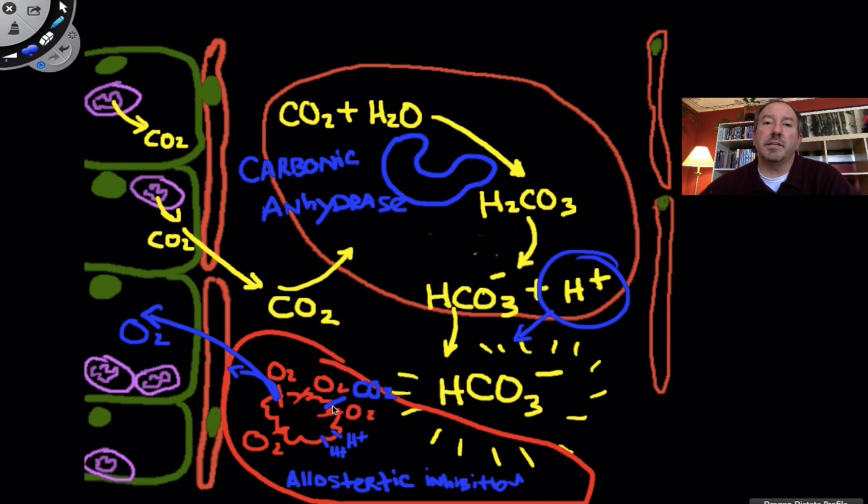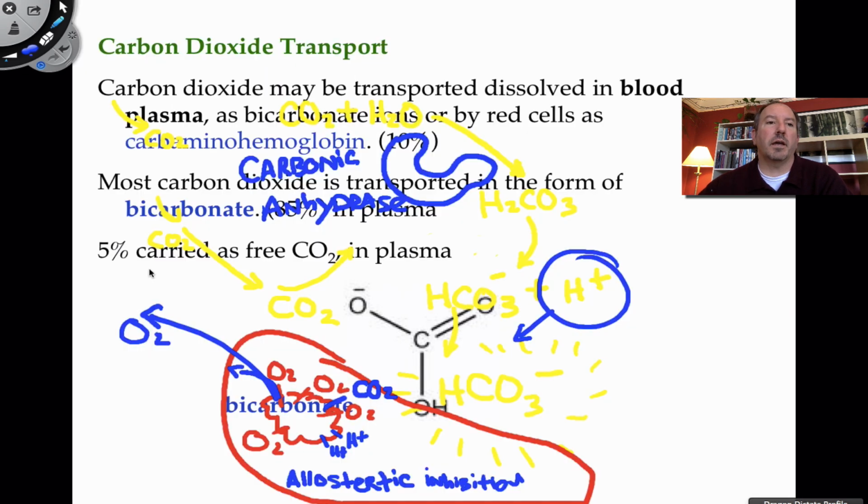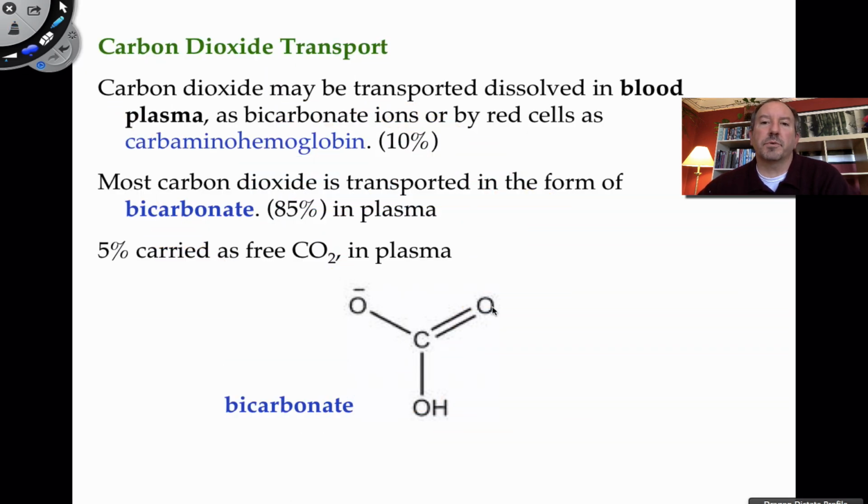It doesn't compete with oxygen. It doesn't bind with the heme group, but it binds to the globin part. And so again, the carbon dioxide causes the oxygen to pop off that way. That's pretty cool, I think. Okay, and so that's what we're talking about: carbon dioxide transport.